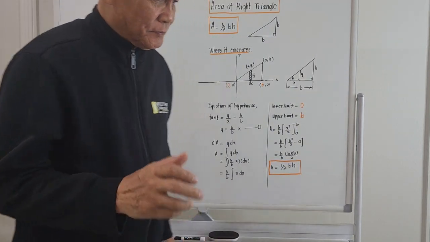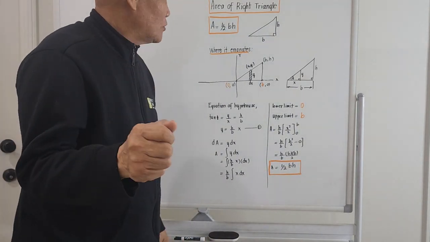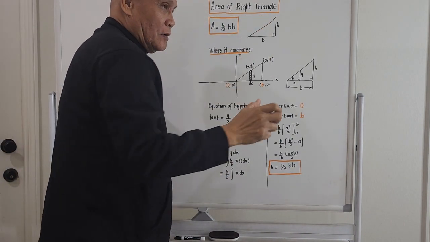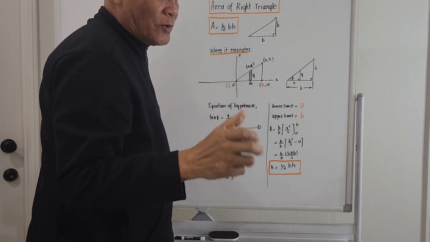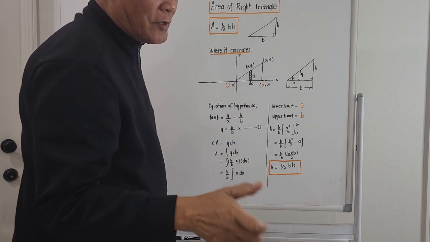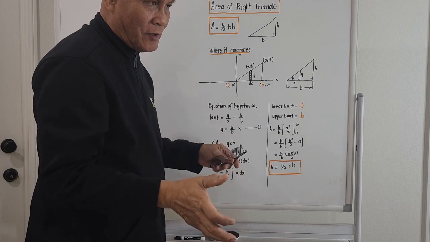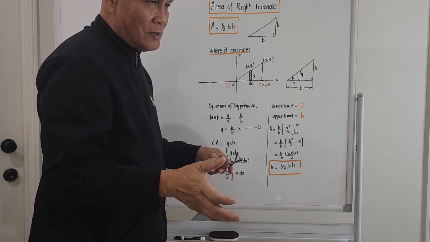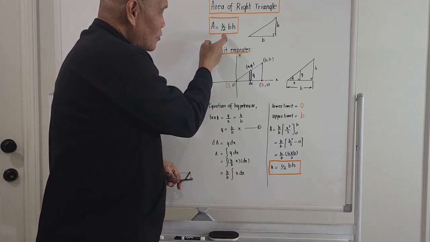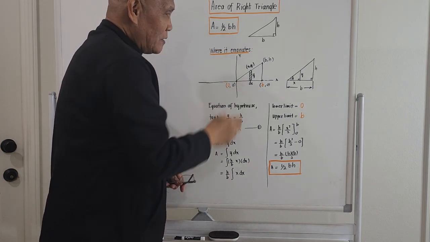My topic for this session will be the area of a right triangle. One of the formulas under geometry is the formula on how to take the area of a right triangle. We know that the area of a right triangle is represented by area equals 1/2 the base times height.